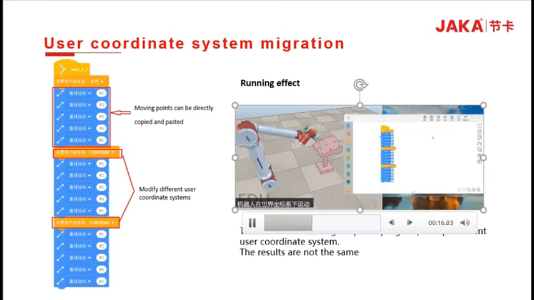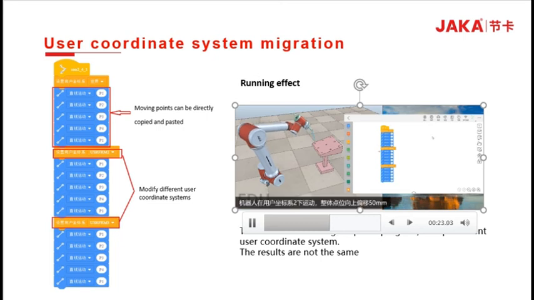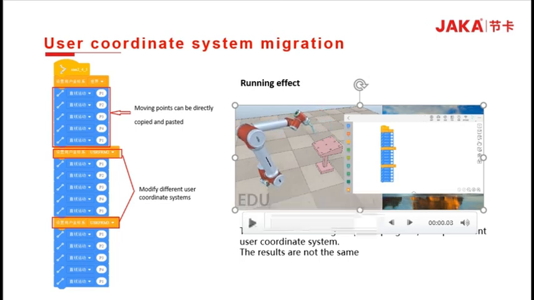First of all, the robot moves in the world coordinates and does the 5 positions we set in advance. The overall point position of the robot moves upward 50 mm and 100 mm in user coordinate systems 2 and 3. In this video, we can see that the same program which moves the square has different results after setting the different user coordinates.